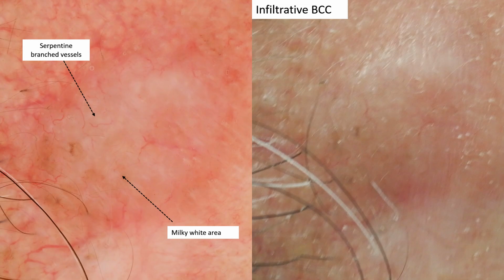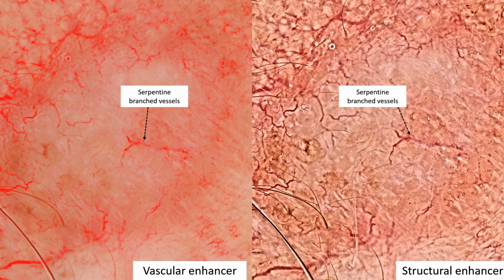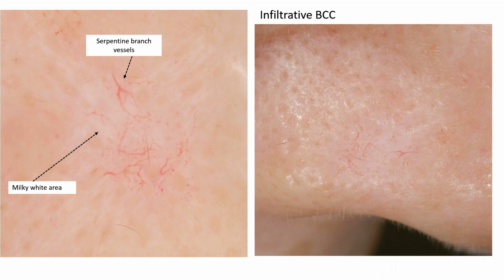In this case, we see the serpentine branch vessels, the milky white area, another infiltrative basal cell carcinoma. This is with the vascular enhancer and the structural enhancer. Very subtle lesion of the left alar rim. And what we see here dermoscopically is milky white area and these subtle serpentine branch vessels.